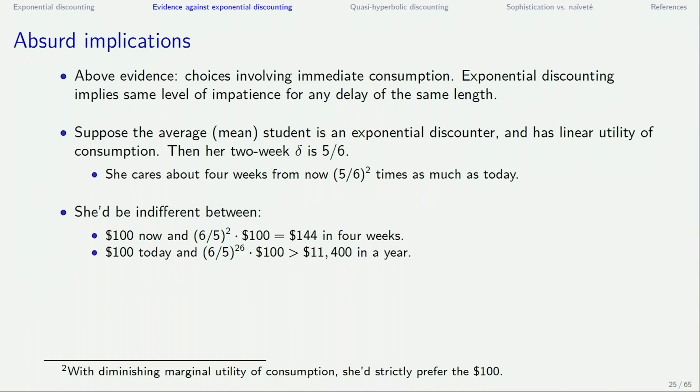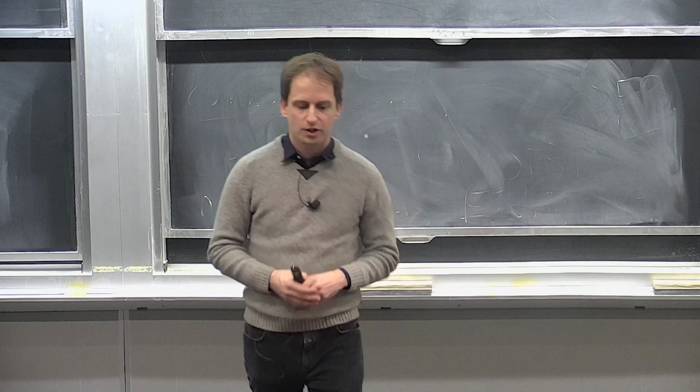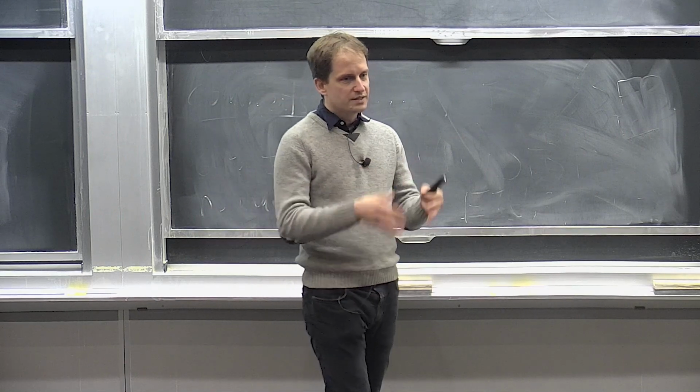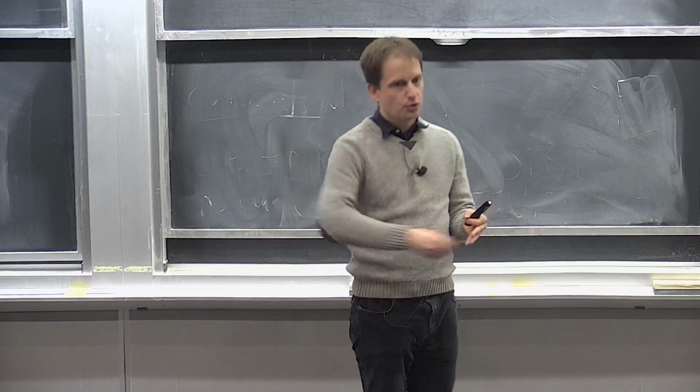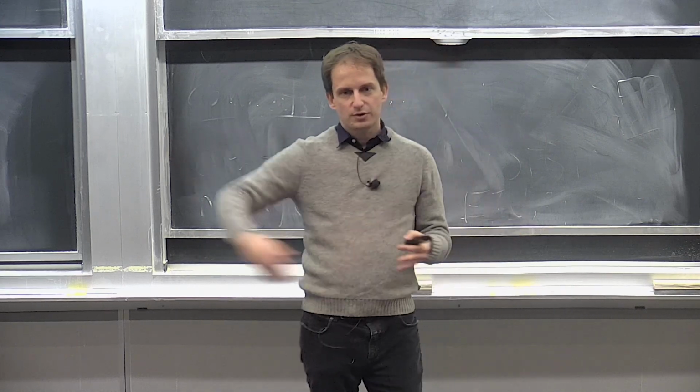You're also indifferent between $100 now and $11,400 in a year from now. And you're also indifferent between $100 now and, I don't even know what that number is, but a very, very large number. So if you think the discount factor is delta and you roll that forward, you get essentially absurd implications.